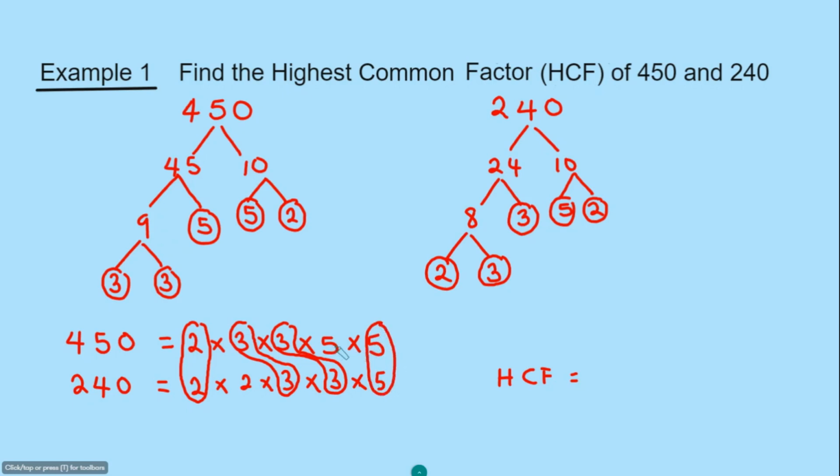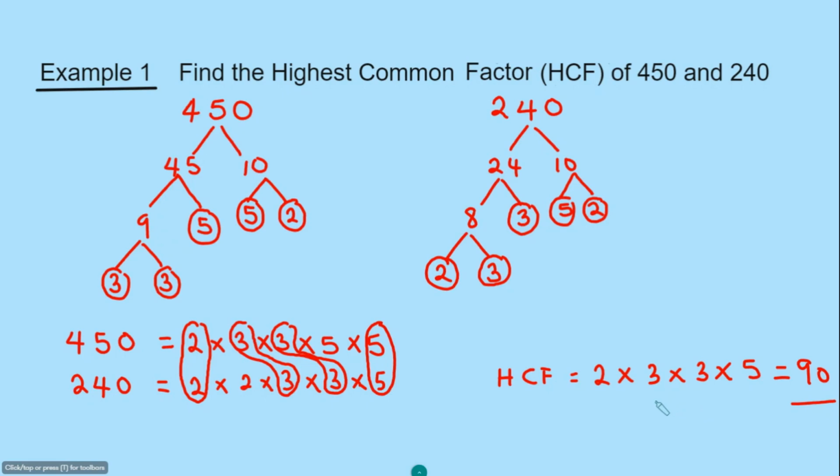Now there's no other factor that is common to top and bottom, so what I'm going to write here is the product of these single pairs, so that'll be 2 times 3 times 3 times 5. Now if I work this out, this will give me the HCF. 2 times 3 is 6, and 6 times 3 is 18, and 18 times 5, this will give me 90. So my highest common factor is 90.